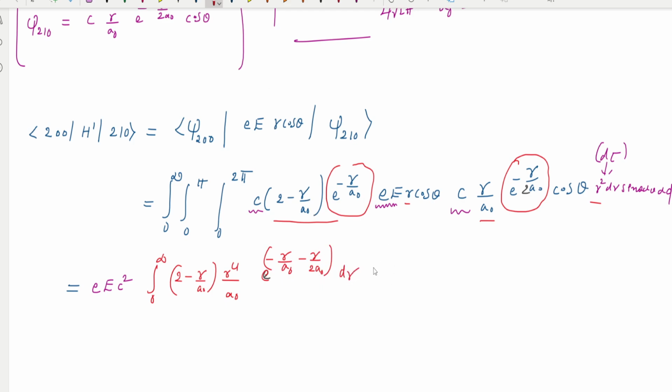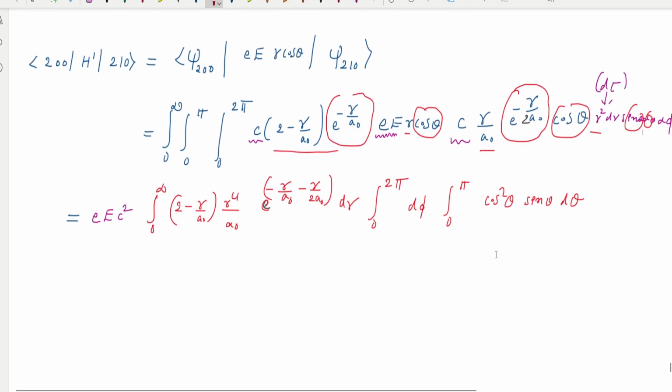Okay. Next term is integral 0 to 2 pi d phi. Next term 0 to pi cos square theta sin theta d theta, because here cos theta is there, here the cos theta is there, sin theta d theta. Okay, so we already know this one. What is this value? 2 pi. And what about this one?